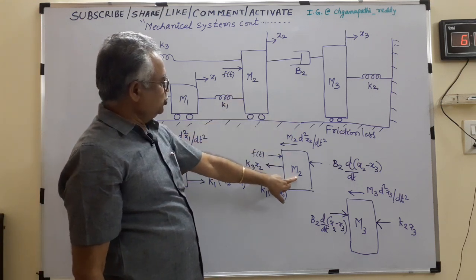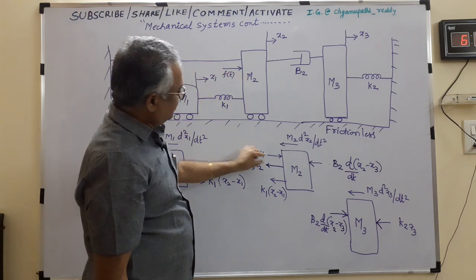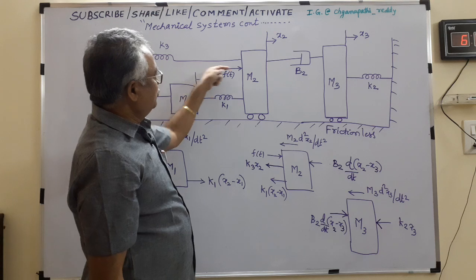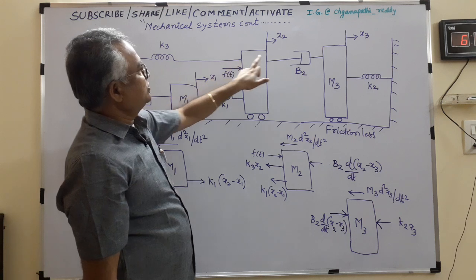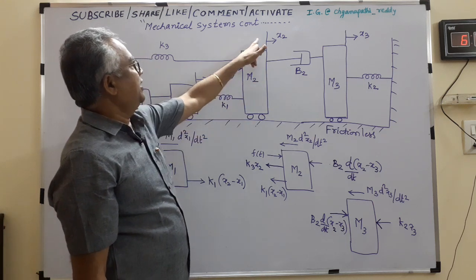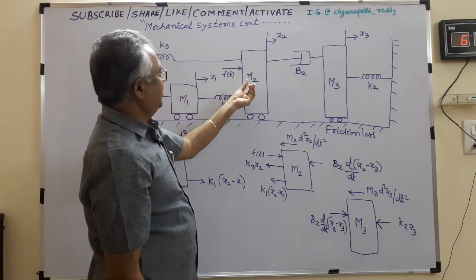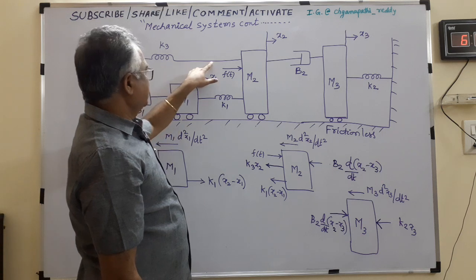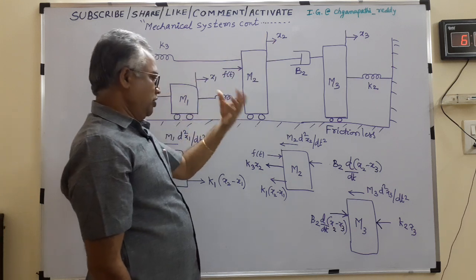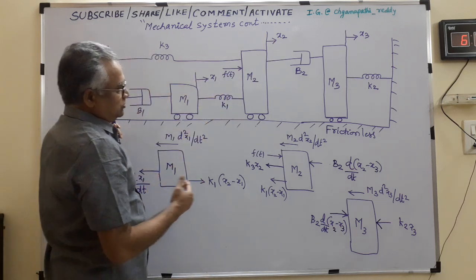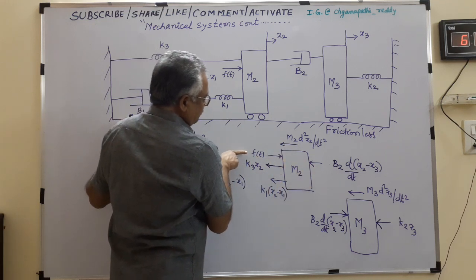Then coming to M2, the concept is important, it takes a lot of thought. F of t force is applied this side. So this force is working against this force, this force, this force and the mass term. When I am applying force, M2 is moving. Which is stopping? This is trying to stop, this is trying to stop, and the opposite mass force also tries to stop. So what are the forces in opposite directions? 1, 2, 3, 4. This is what we are applying.